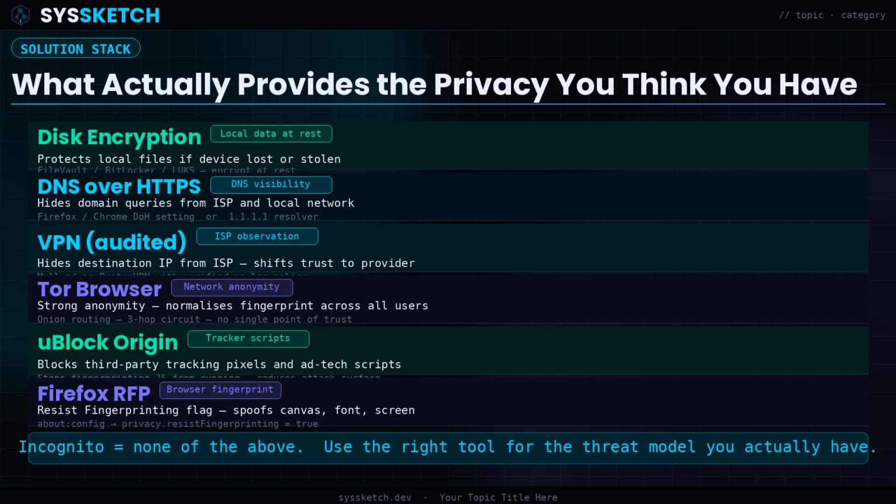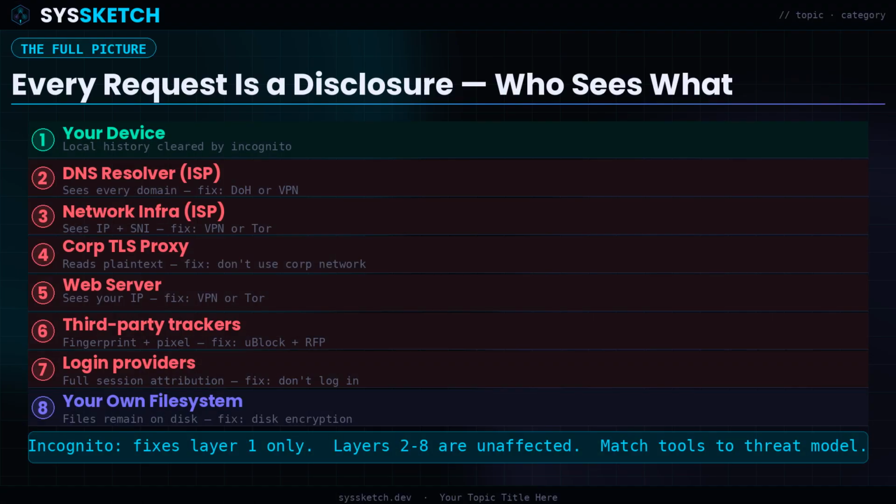The Firefox resist fingerprinting option attempts something similar in a less restrictive environment. Extensions that randomize or block fingerprint attributes provide partial protection but can themselves become a fingerprint signal if they are sufficiently unusual. The real lesson here is about mental models. Incognito mode was designed to solve a local physical access privacy problem. Someone borrows your laptop, someone uses your shared family computer, you want to buy a gift without it appearing in autocomplete suggestions. For that problem it works well.